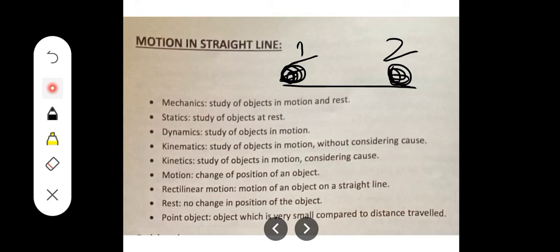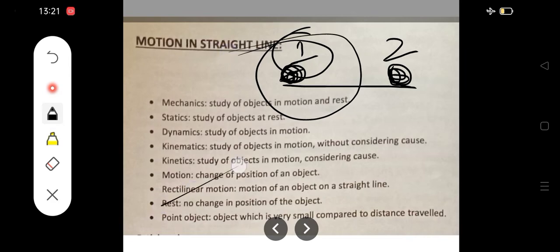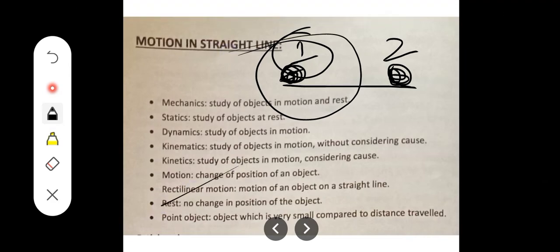Then what is rest? When we say an object is at rest, no change in position of the object. When there is no change in position of the object, see, the object is at position 1 now, and after some time if I see the object, then also the object lies at the same position, means there is no change in position. That kind of situation is what you call as rest. The object is at rest, I can say. That is rest. Okay, right.